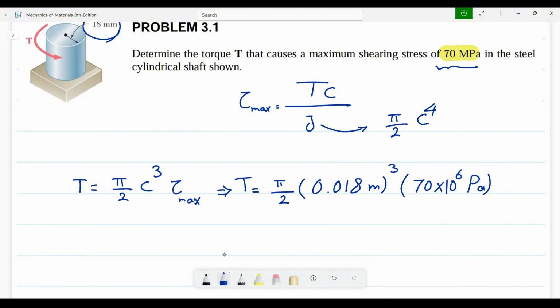T is equal to 641.26 Newton meter. Easy question.